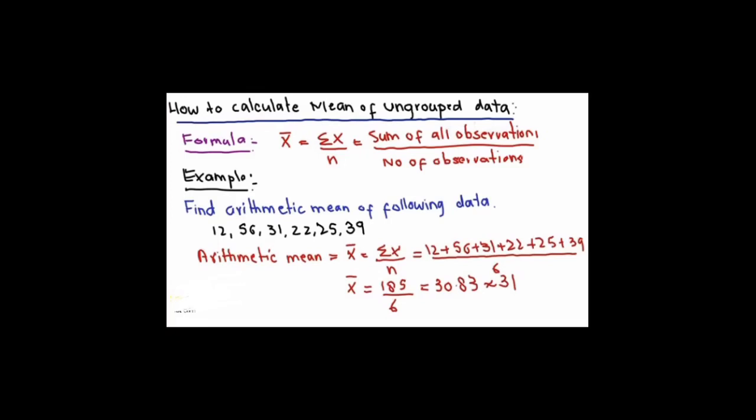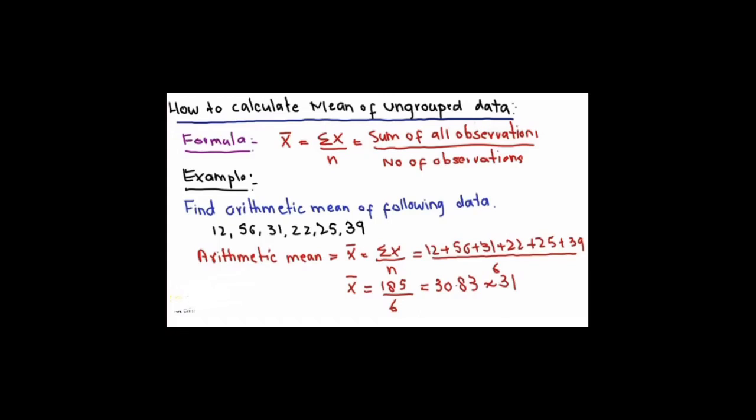Now we should understand how in different series we calculate mean. First of all, we are going to learn how to calculate mean in ungrouped data, that is individual series. The formula is x bar is equal to sigma x upon n, where sigma x is the sum of all observations and n is the number of observations. To explain this further, let us take an example. Let us find arithmetic mean of the following data: 12, 56, 31, 22, 25 and 39.